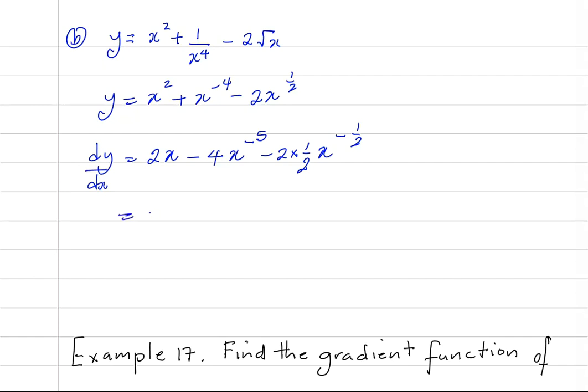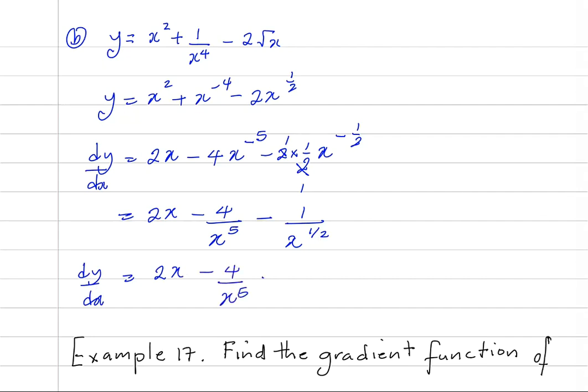So this is 2x. Now we have what? Minus 4. Bring back the x to the fifth down. If it's negative at the top, we bring it down to the bottom, it becomes positive. A half cancels 2, leave minus 1 over x to the positive a half. Alright? And so dy by dx would be equal to 2x minus 4 over x to the fifth minus 1 over the root of x.